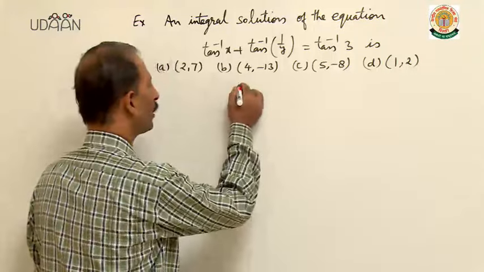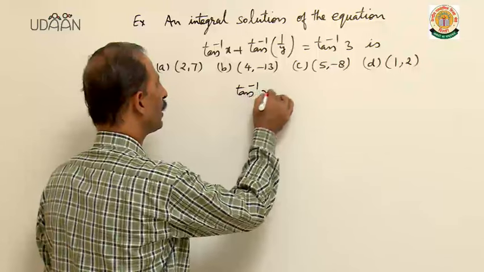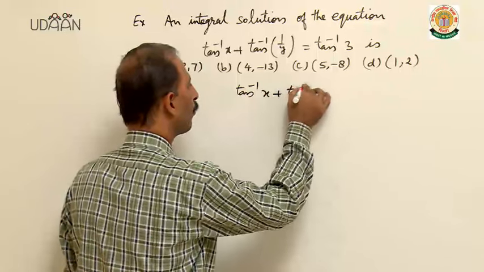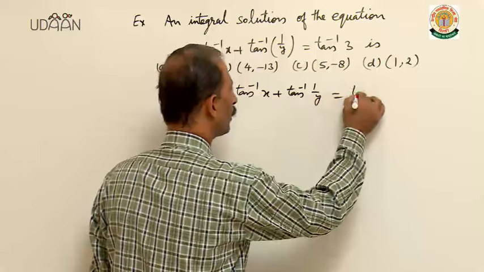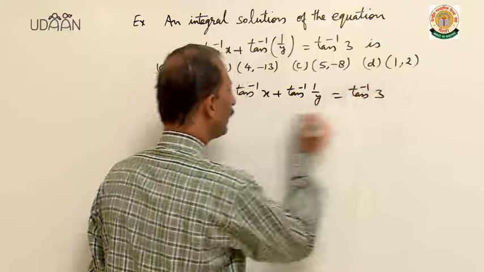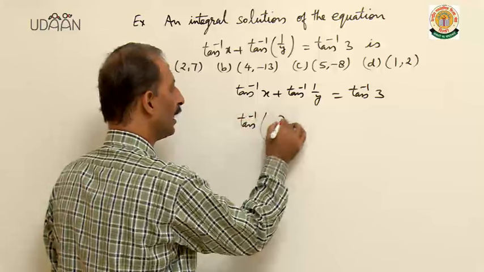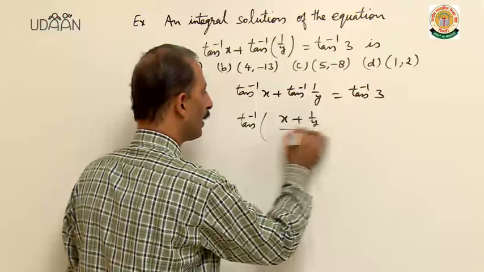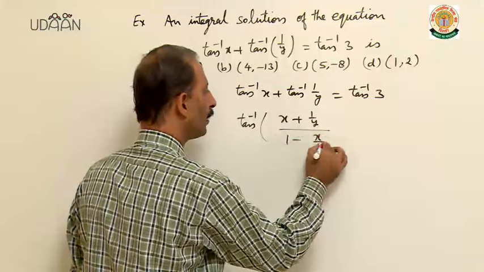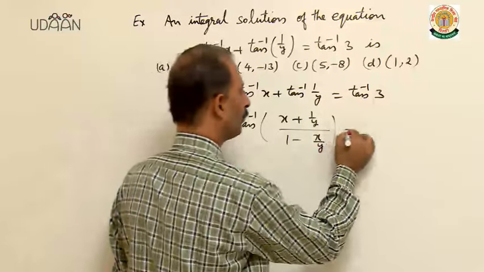Now simplify this equation. Tan inverse x plus tan inverse 1 upon y is equal to tan inverse 3. So we can use the identity tan inverse x plus tan inverse y. So we are using this identity. We will get x plus 1 upon y upon 1 minus x into 1 upon y.